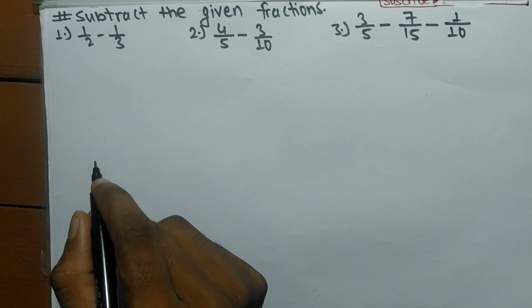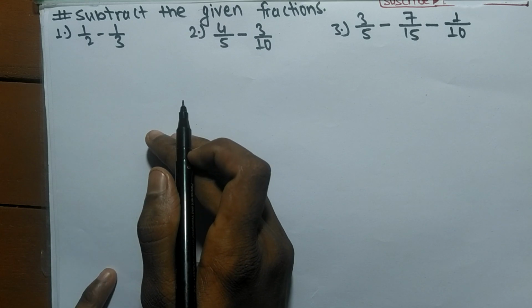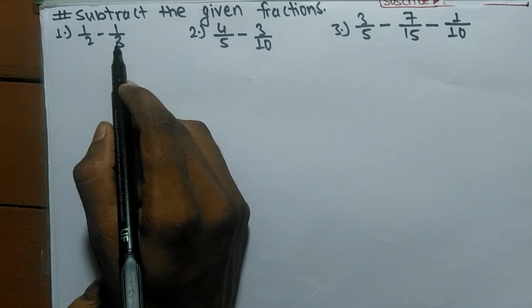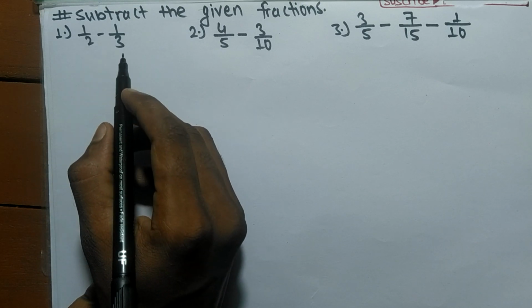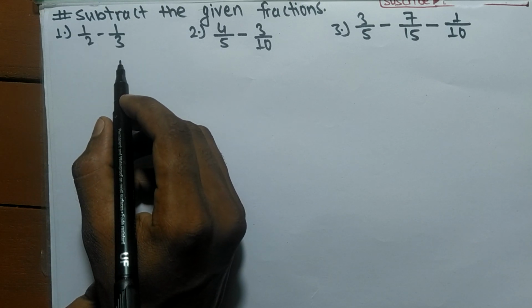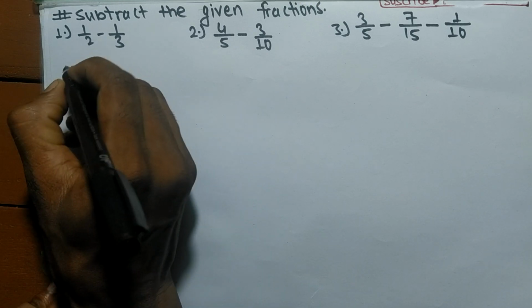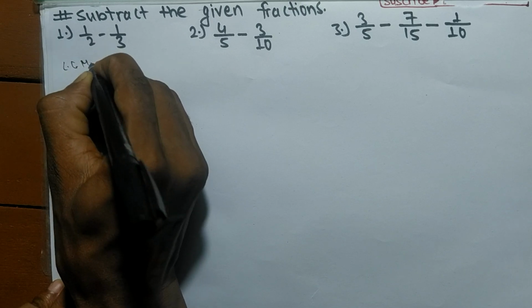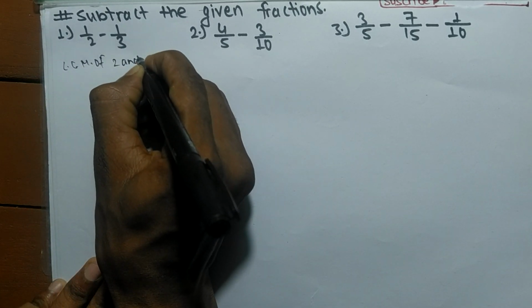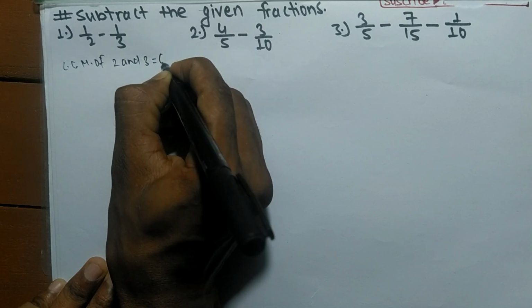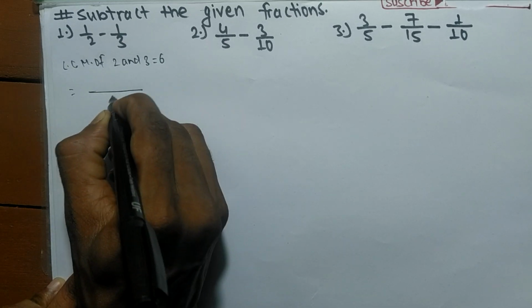So today in this video we are going to subtract the given fractions. Here the first fraction is 1 by 2 minus 1 by 3. Here the fractions are unlike fractions. While there are unlike fractions, first of all we have to take the LCM of denominators. LCM means lowest common multiple of 2 and 3 is 6. So we got the LCM is 6.